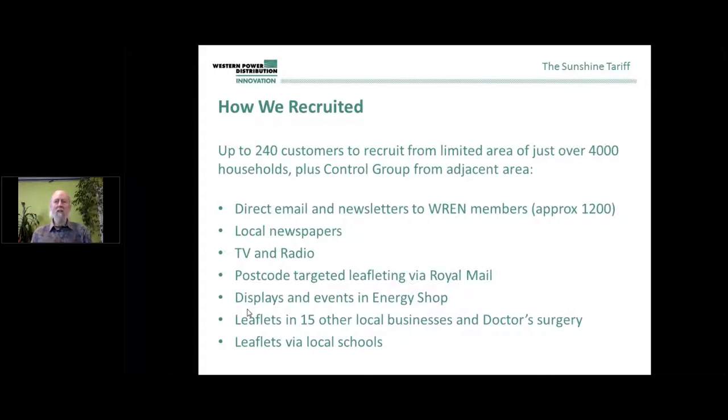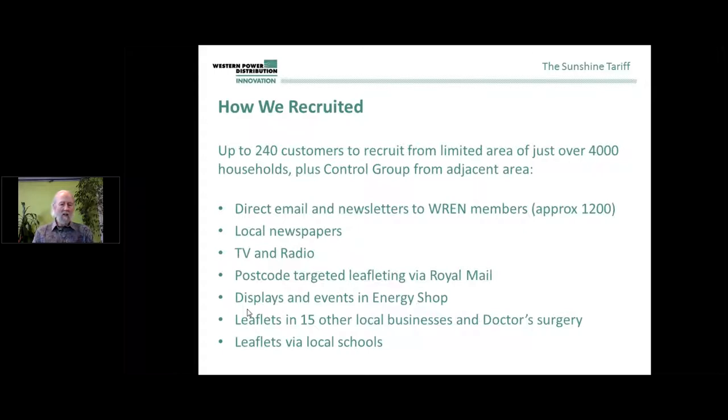Wadebridge is a small town of less than 10,000 people on an estuary on the North Cornish coast near Padstow and Polzeath. We were tasked with trying to bring 240 customers to the tariff from an area that was only just over 4,000 households, plus a control group from a closely adjacent area, so a fairly limited area to recruit from.